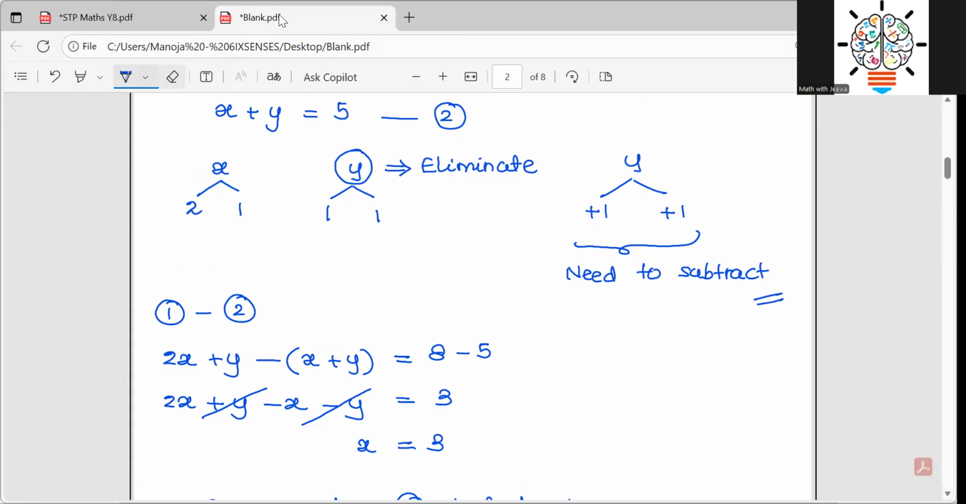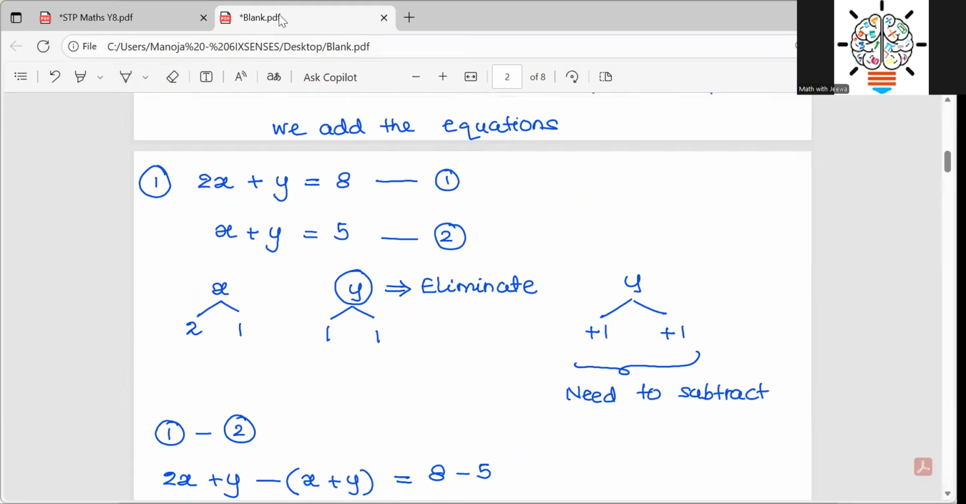Here we decided to subtract. Why? Because the coefficients do have the same sign, plus, plus. And then you want to decide whether it is 1 minus 2 or 2 minus 1. No hard and fast rule, you can go for either method. But here I select 1 minus 2 because that 1 has the higher value. It's easier for me to do the subtraction.